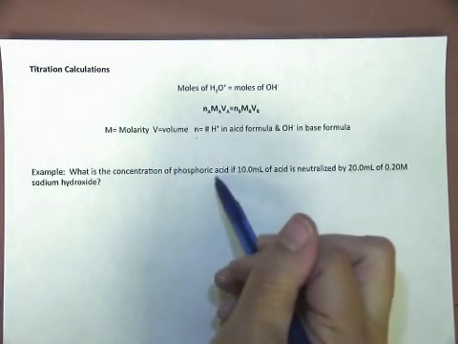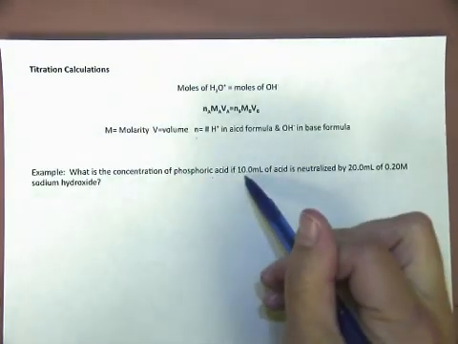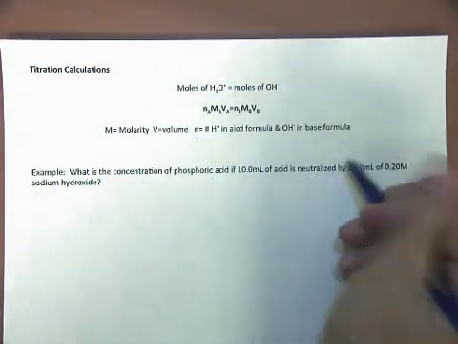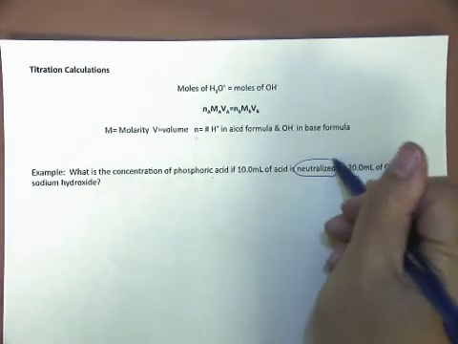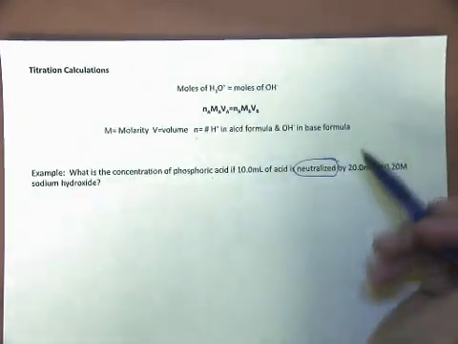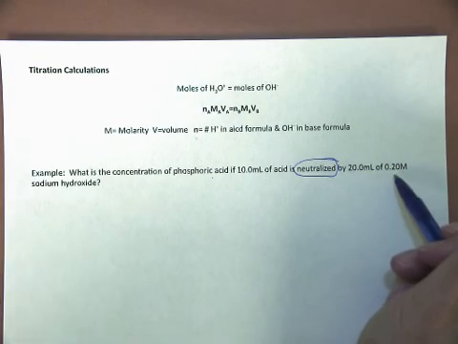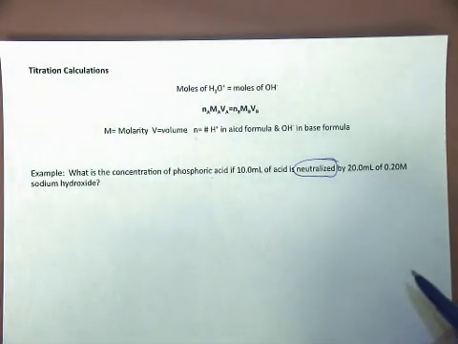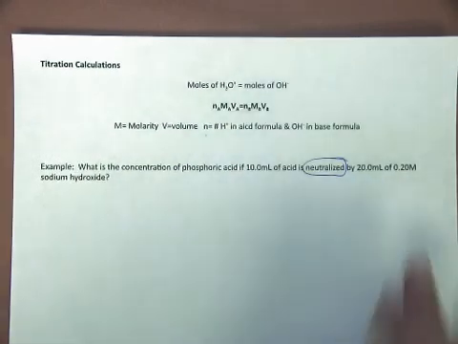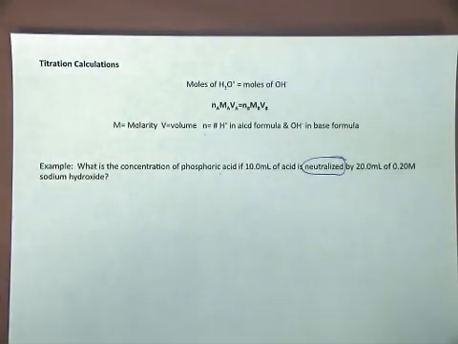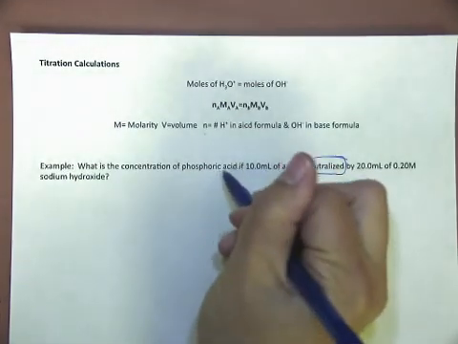I want to know the concentration of phosphoric acid if 10 milliliters of acid is neutralized, and that's our important word that tells us we're doing a titration, by 20 milliliters of a 0.2 molar sodium hydroxide solution. So we set these up similar to our dilutions, except we're going to make a column for our acid and a column for our base.